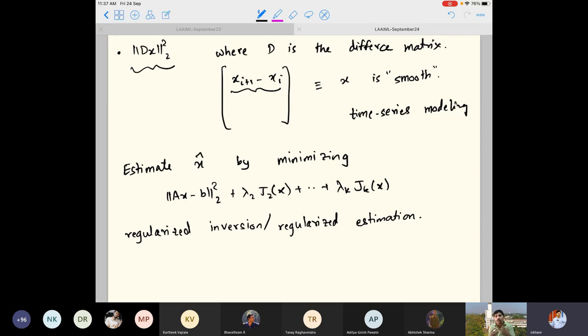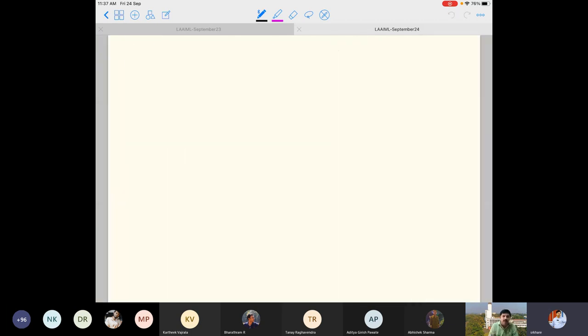This particular problem is of importance. Many real life situations will have this. So this is what you have. Now, one of the important regularized inversions, very famous, is called Tikhonov regularized inversion.